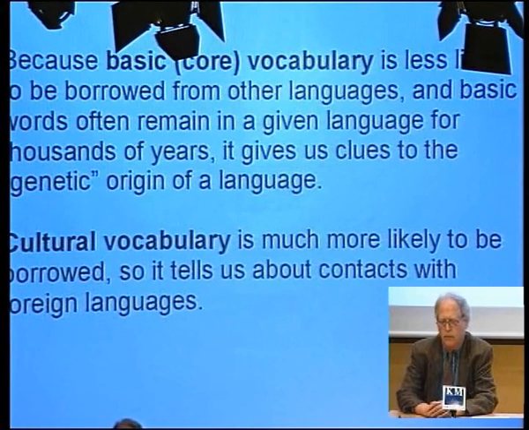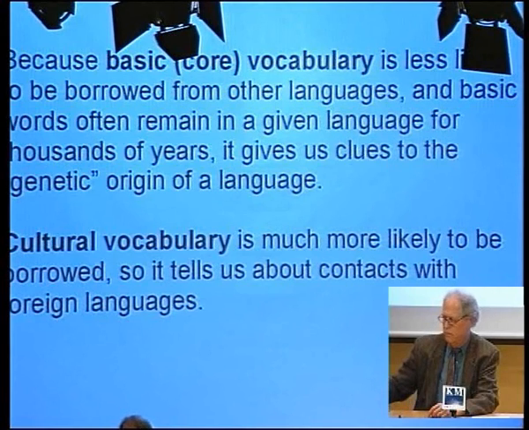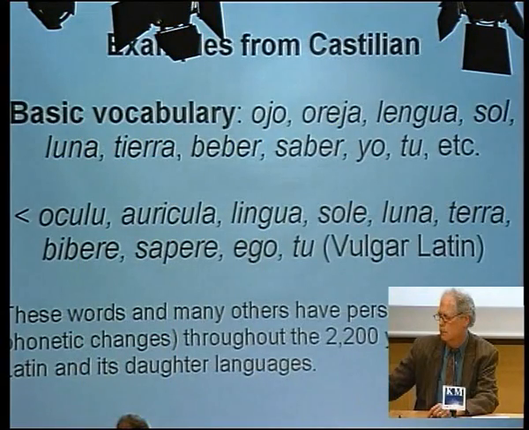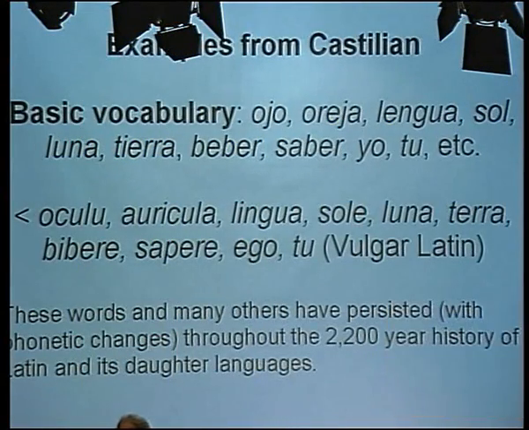Because basic core vocabulary is less likely to be borrowed from other languages, and basic words often remain in a given language for thousands of years, it gives us clues to the genetic origin of a language. Cultural vocabulary, on the other hand, is much more likely to be borrowed, so it tells us about contacts with foreign languages. So we'll give some examples from Castilian.